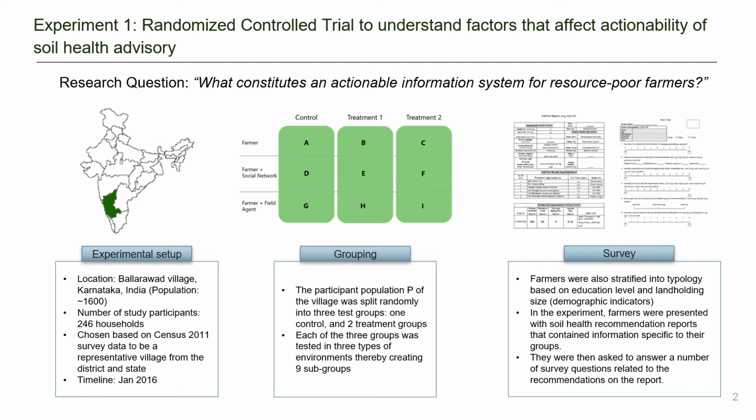Each of the 3 test groups was further divided into 3 experimental environments. These dictated the manner in which the farmer interacted with the recommendation. Farmers were asked to engage with the soil health recommendation either on their own, with the help of their social network, that is, their family, friends, and neighbors, or with the help of an experienced field agent. In this way, 9 subgroups were created. And finally, each was asked to answer a number of survey questions related to the recommendations of their report.